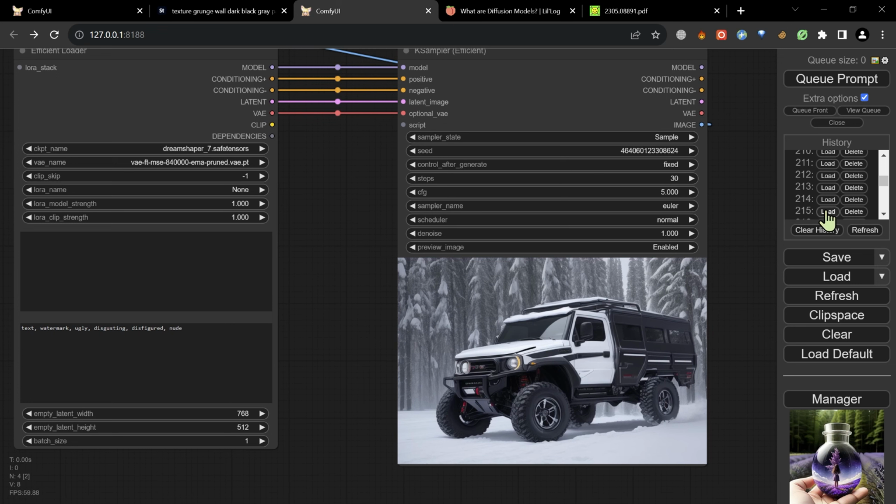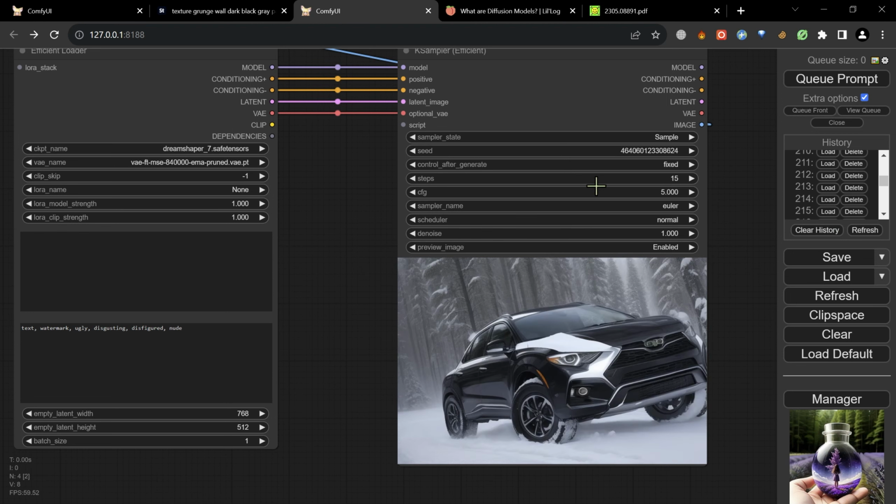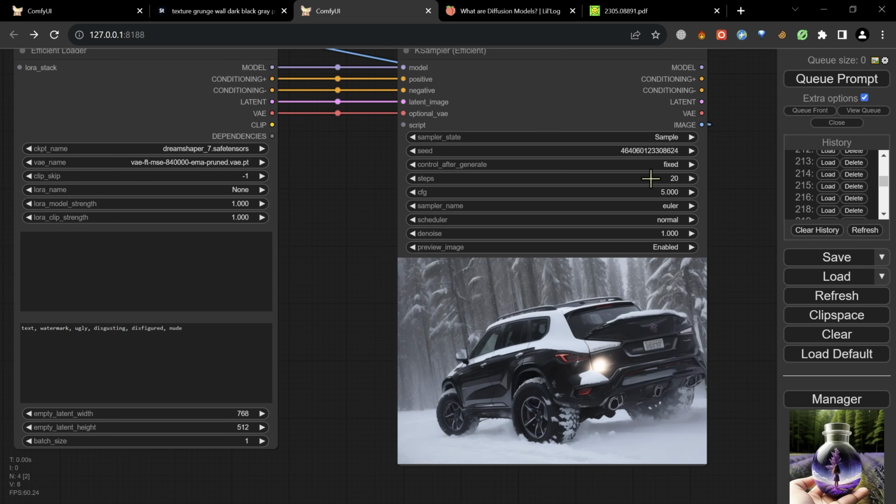If we go a little bit further and we reduce the steps to 15, we end up with what looks like a car in the snow. So it's definitely decided, hey, there's going to be a car involved in this. And we increase the steps to 20, and we begin to see something that resembles that vehicle we saw at 30 steps, the one that's designed for moving around in the snow. Now, the only thing we were changing was the number of steps. We changed the seed, and then we changed the number of steps.